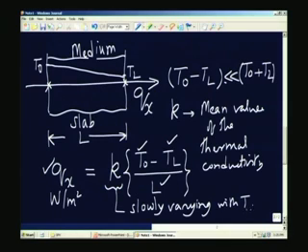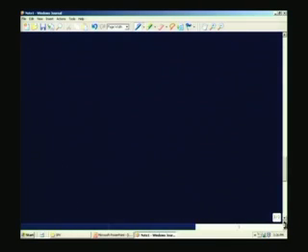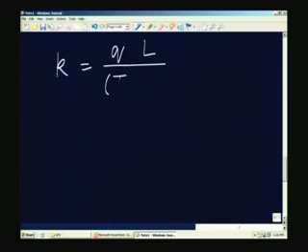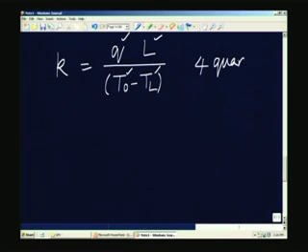Actually, what I am going to do is write it in the following way. I will say that K is equal to Q L divided by T naught minus T L, that is the expression for the thermal conductivity. It will require the measurement of Q, L, T naught and T L. 4 quantities are required.